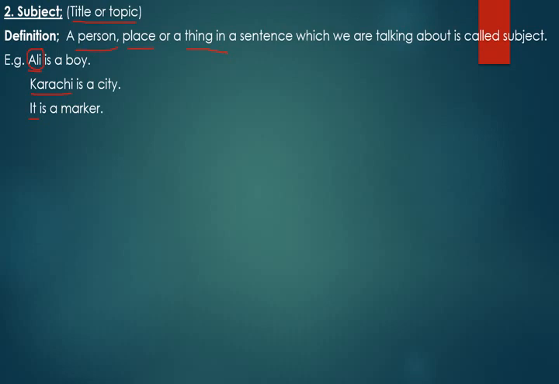So when we talk about a person, place or a thing in a sentence, that is also called the subject. How could you recognize that this is the title subject or that is the doer of an action? Keep in your mind, when we start the tenses, we will learn what the title subject is and what the doer of an action is.